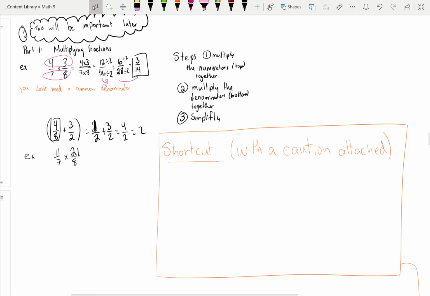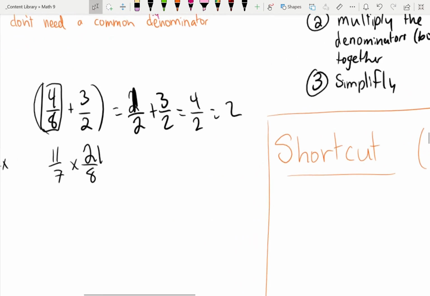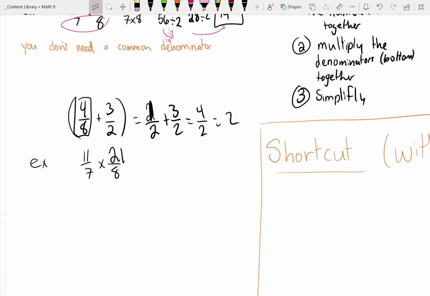Now, with multiplication, we have an additional way. So previously, when you were adding and subtracting, you could only reduce within one fraction. However, it doesn't matter what order we multiply in, so now I can check up and down. I can check also along the diagonals. So notice how our multiplying sign looks sort of like an X. I'm going to follow that X across both ways and see if those numbers can also reduce.